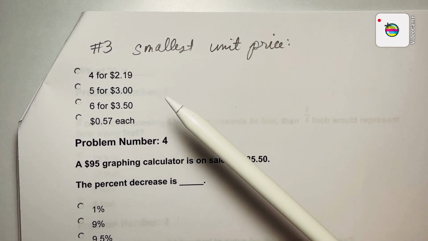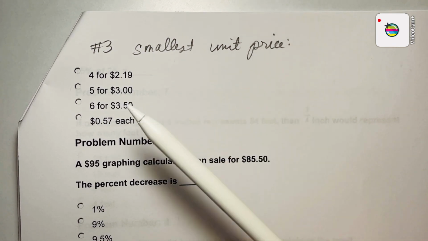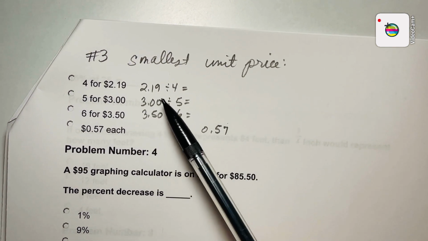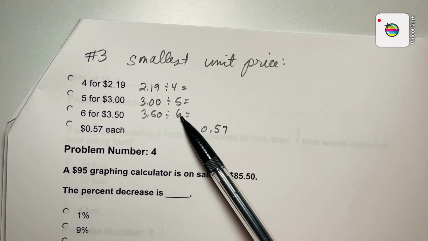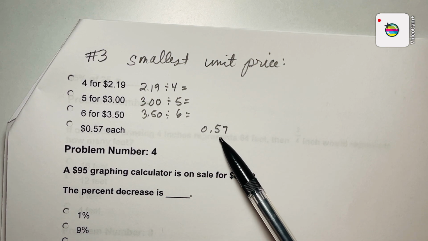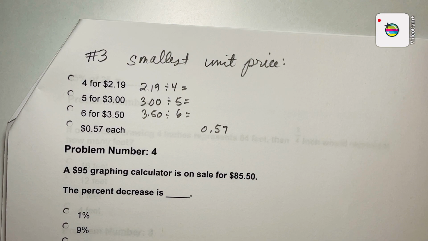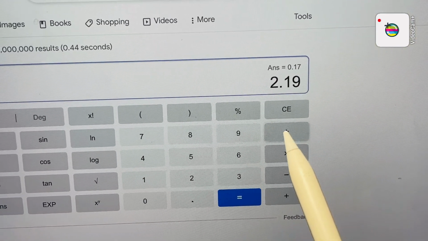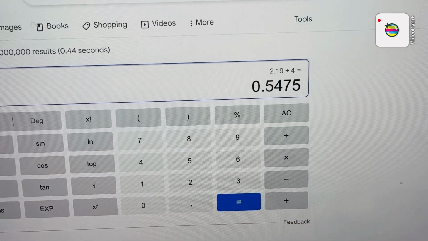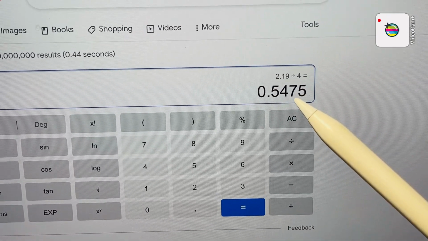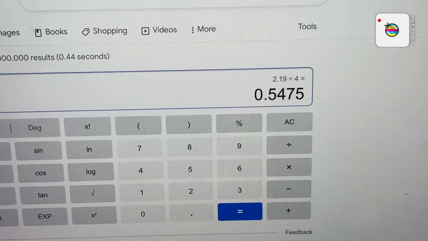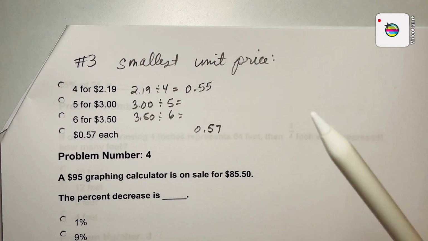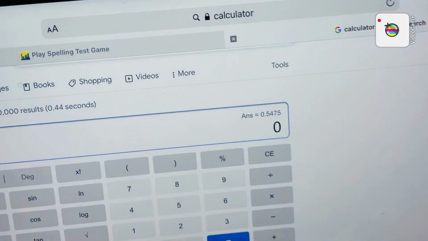Okay, for number 3, they want to know the smallest unit price. To do that, we're going to have to divide. Okay, so I wrote out what we're dividing. We're dividing the price by the quantity. This one already has the work complete. So 2.19 divided by 4 equals 54. We're going to round this up to 55 cents. Okay, 55. All right, next we're going to divide $3.